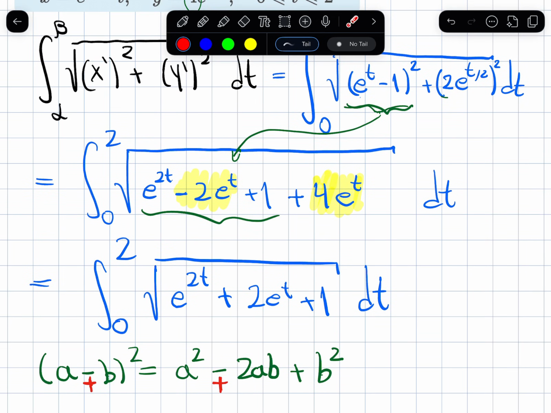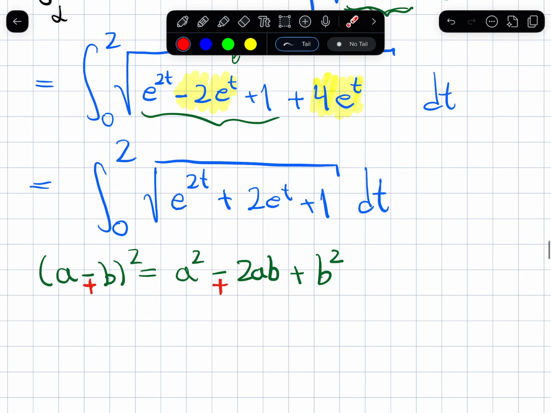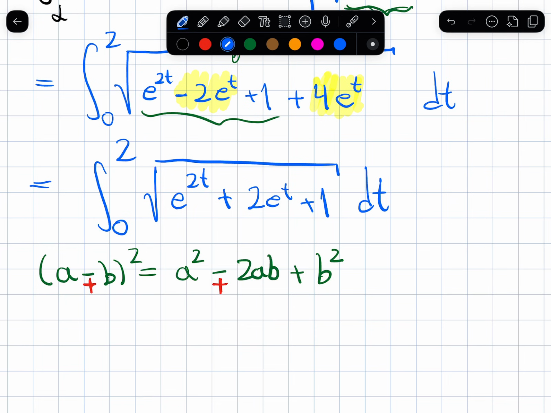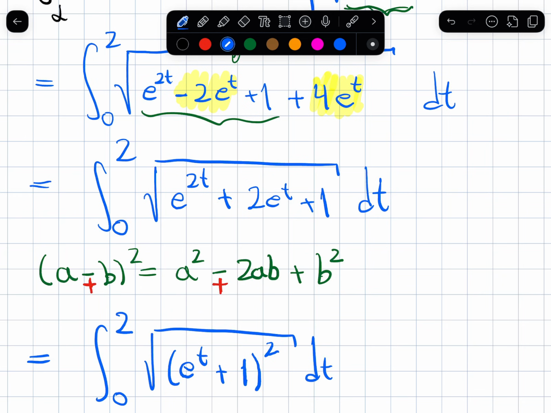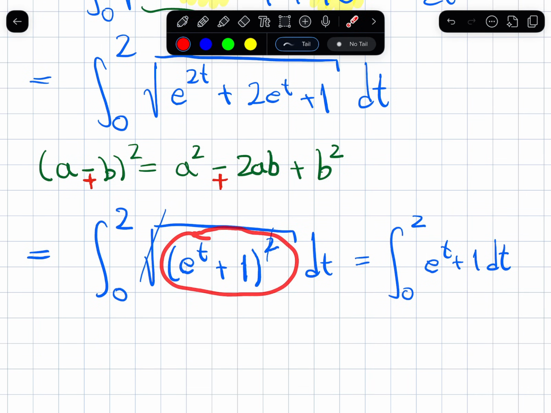And because I know this came from foiling, then that means this will be the exact same as this by just changing this minus into a positive. So I can rewrite this integral, and then I'll be almost done, as the integral from 0 to 2 of e to the power t plus 1, now squared. And now I get to cancel the root and the square. So we'll stop for a second and see if you understand. Maybe even FOIL this to see if you go back to this to double check how I saw it.